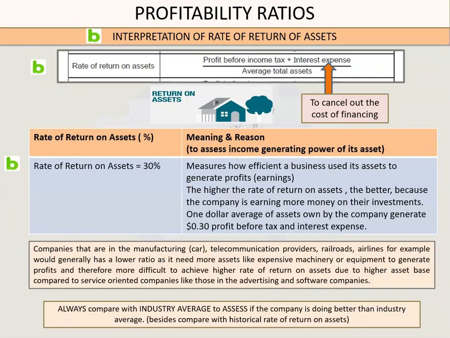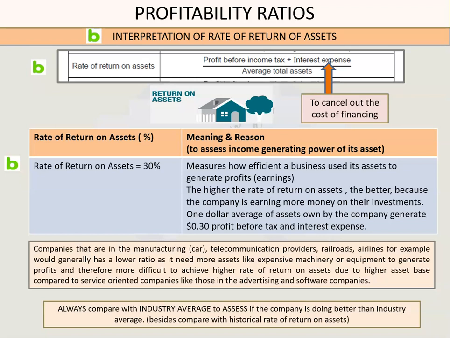The second profitability ratio would be rate of return on assets. This is profit before income tax. Please note the before and after is very important. So profit before income tax plus interest expense and then divided by average total assets. Why they put in interest expense is to really cancel out the cost of financing.